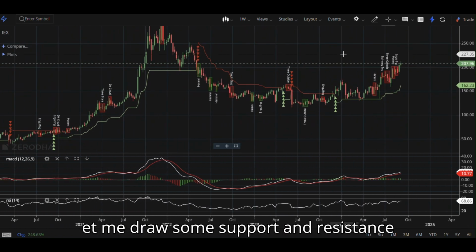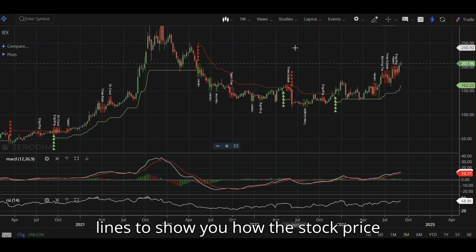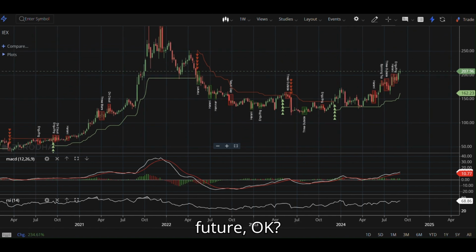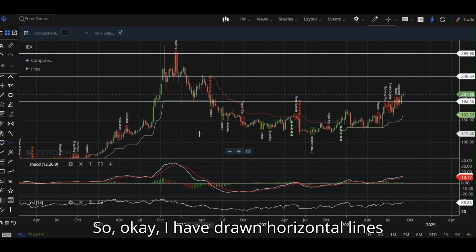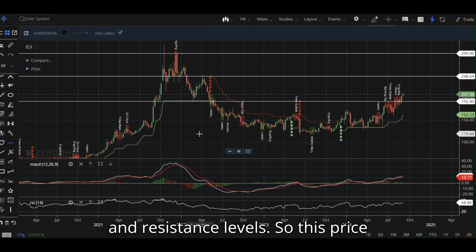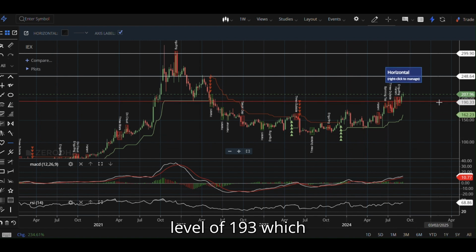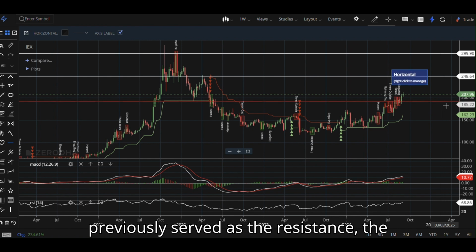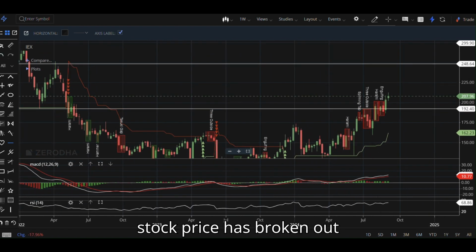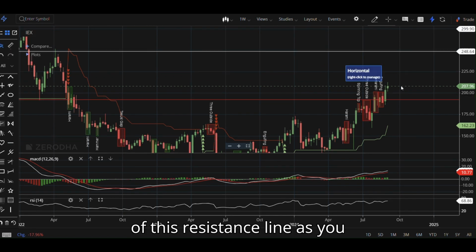Let me draw some support and resistance lines to show you how the stock price may move in the future. I have drawn horizontal lines in the chart indicating various support and resistance levels. This price level of 193, which previously served as resistance, the stock price has broken out of this resistance line.